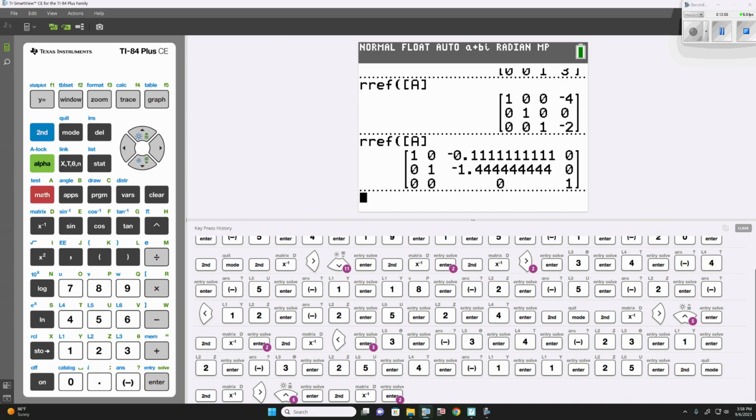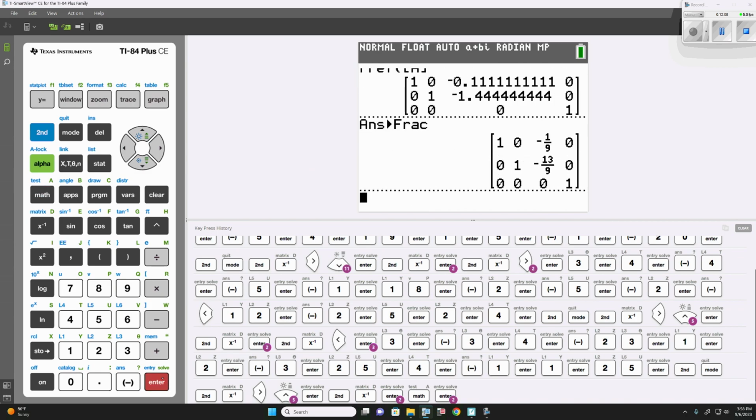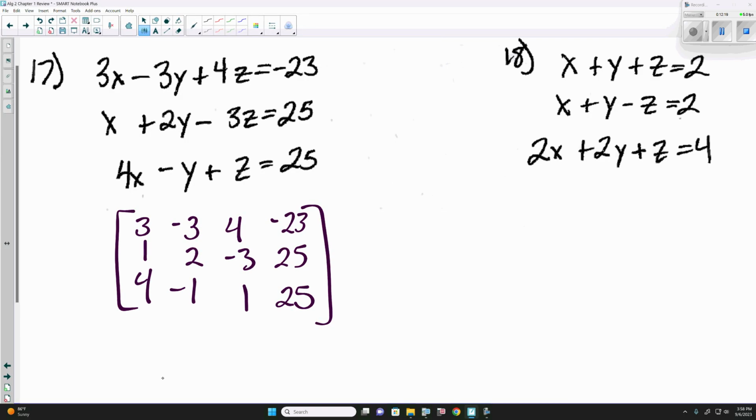Now if we do have decimals, we can go math, enter, enter, and it will change them to fractions. But the main thing is the last row, the 0, 0, 0, 1, is telling us that this is a no solution.